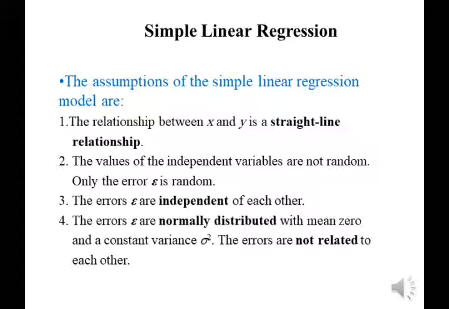Now let's talk about the assumptions of the simple linear regression model. The relationship between the two variables should be linear, okay? And the values of the independent variable are not random. Only the error is the random variable. It changes. The errors are independent, normally distributed with a mean of 0 and constant variance, and they are not related to each other.